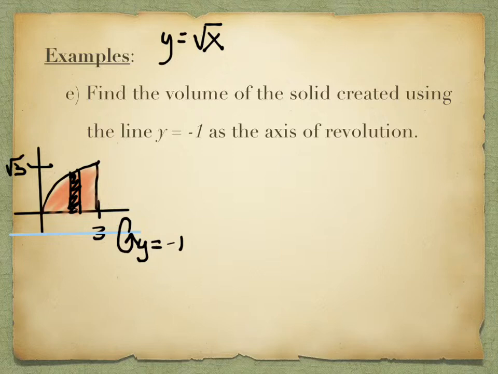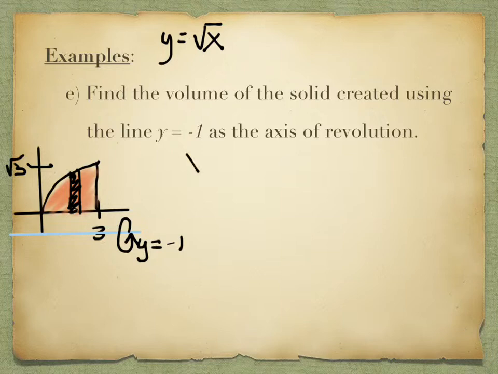Is this a disc or a washer? A washer. Very much like the last one, actually, right? Because it's actually a constant hollow piece in the middle. Because it's going to be hollow from 0 down to -1. All right, so this is a washer.